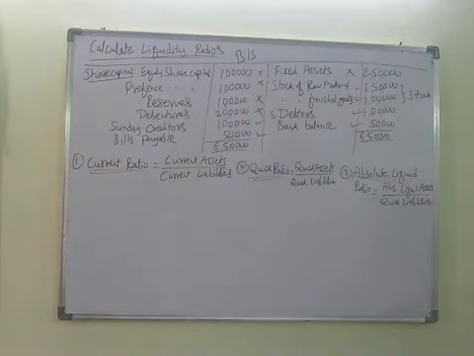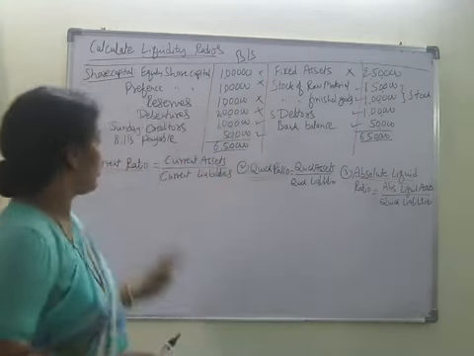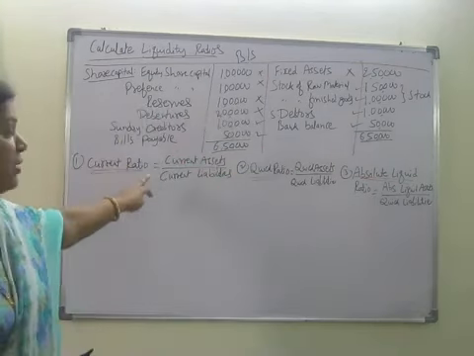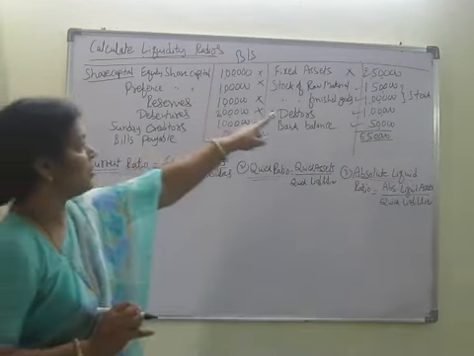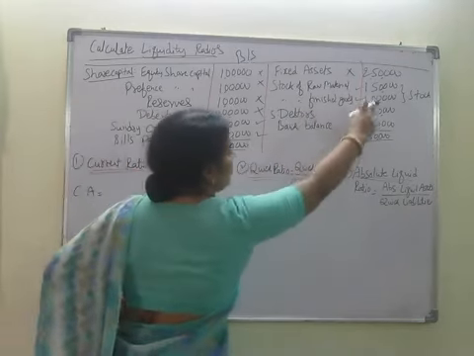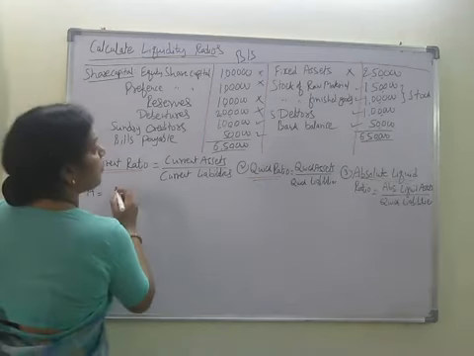On the current asset side, how many items are there? On the current asset side we have a total of 4 items: stock of raw material, stock of finished goods, sundry debtors, and bank balance. And on the current liability side, we have sundry creditors and bills payable only, these two. So 2 and 4. First, we will work out the current ratio. The current ratio formula is current assets by current liabilities. What are the current assets? Raw material, finished goods, debtors, bank balance. 4 are current assets. We'll add these 4.